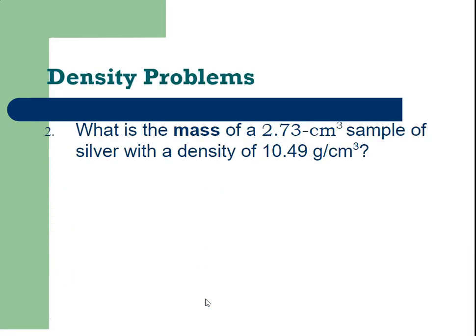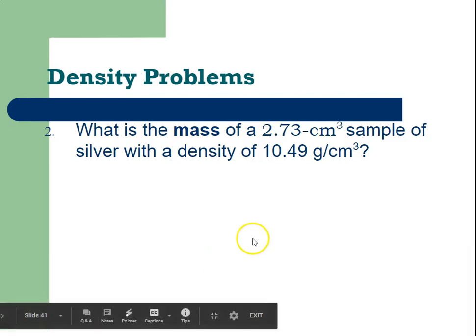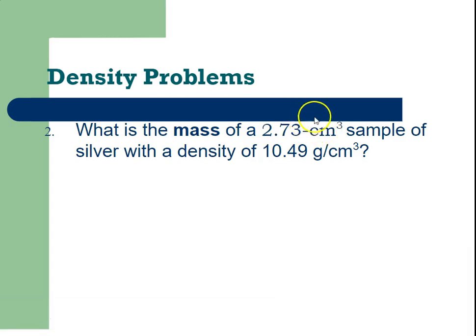All right, now this one is a little different. What is the mass of a 2.73 cubic centimeter sample of silver with a density of 10.49 grams per cubic centimeter? Now this one's a little more difficult. When I look at this problem, I see cubic centimeters, or centimeters cubed, however you want to say it, and that is a volume. So I would put the letter V with this. This other one is a density, and I know it's density because it's grams per cubic centimeter, which is mass per volume. So I would put a D with that for density.